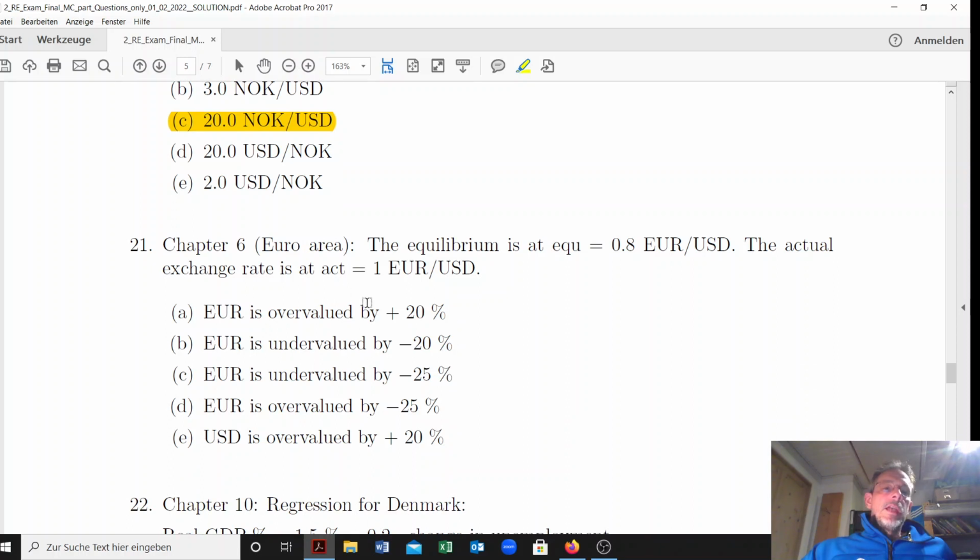Then the equilibrium exchange rate is at 0.8 euro per US dollar. The actual is at 1 euro per US dollar. We have to know the following equation: equilibrium exchange rate minus actual exchange rate in brackets, divided by actual. This gives you the degree of under or overvaluation. So 0.8 minus 1 in brackets, divided by 1. It is minus 0.2, so the euro is undervalued by 20%. Answer B is the right one.